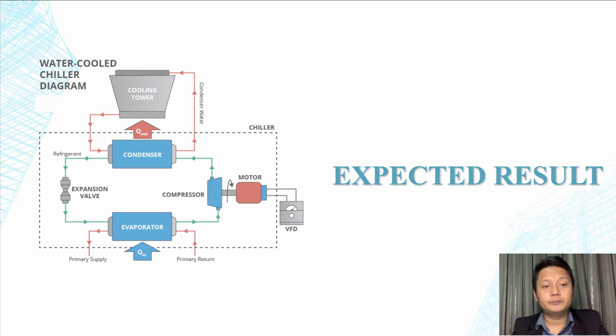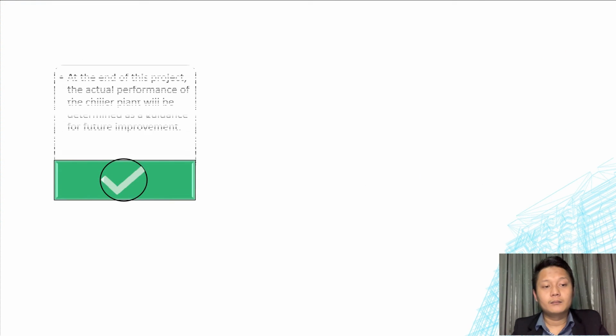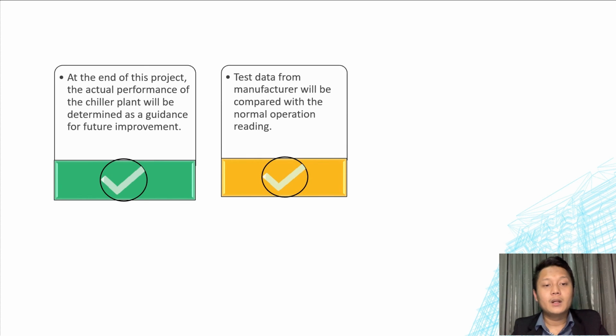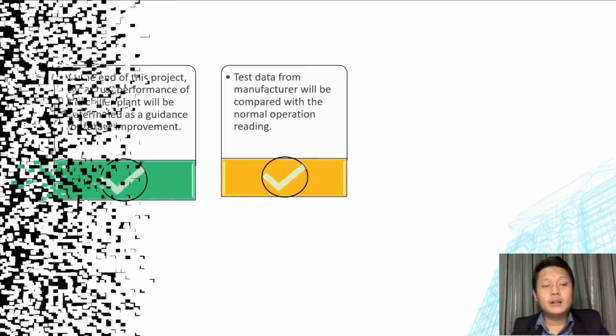Expected result. At the end of this project, the actual performance of the chiller plant will be determined as guidance for future improvement. Test data from the manufacturer will be compared with the normal operation reading. And this is the reference.